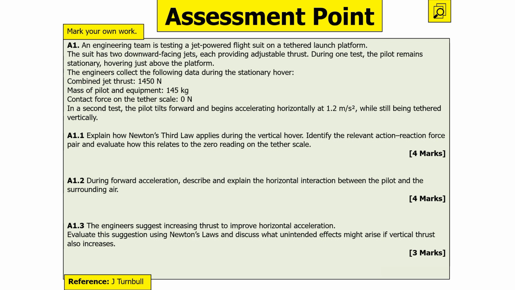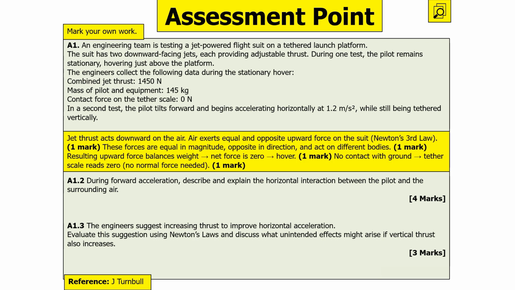So in this first one, the jet thrust acts downwards on the air. Air exerts an equal and opposite force upwards on the suit, Newton's third law. These forces are equal in magnitude, opposite in direction, and act on different bodies. The resultant upward force balances the weight, the net force is 0 and it hovers. There is no contact force at the ground, so the tether scale would read 0.